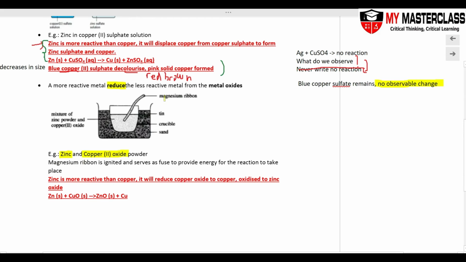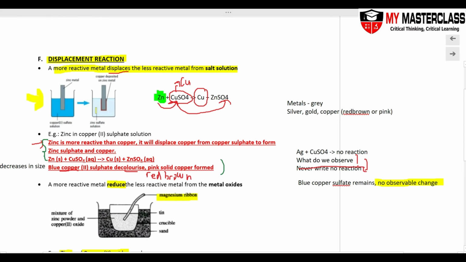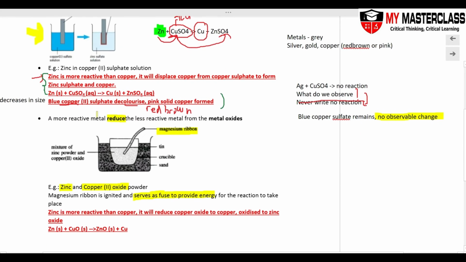Let me see what this question is asking. There is zinc powder and copper oxide. I am trying to burn this magnesium ribbon. Don't confuse, this magnesium ribbon serves as a fuse to provide energy. This one is a solution, so the reaction can take place spontaneously. But when it is a metal oxide, I have to give a large amount of energy, then the reduction can take place. So this reaction is zinc with copper oxide.